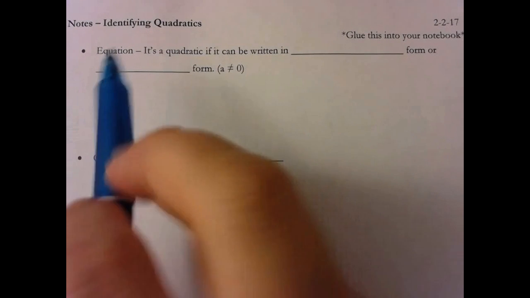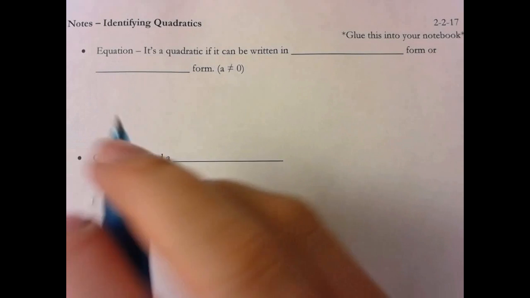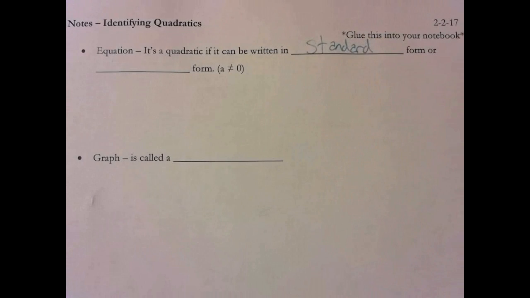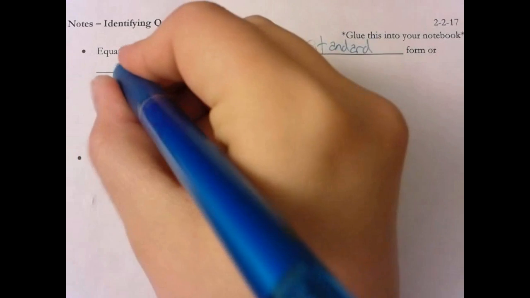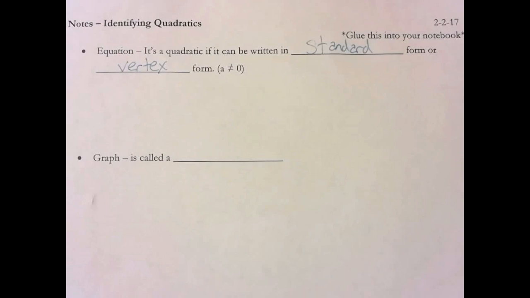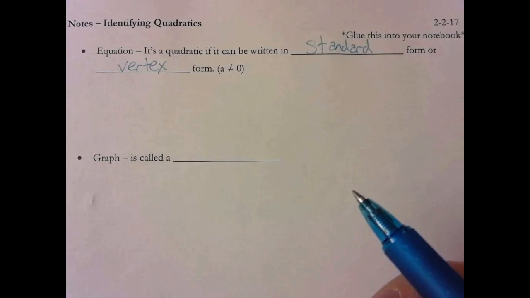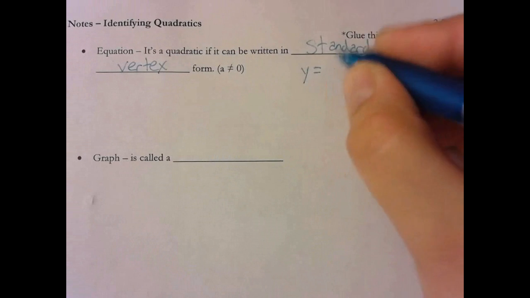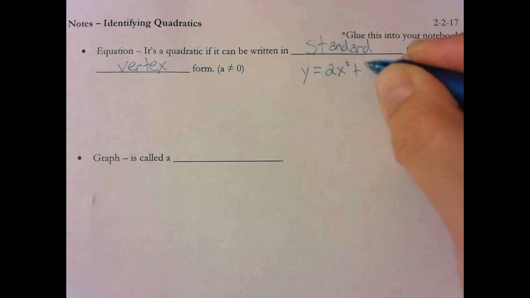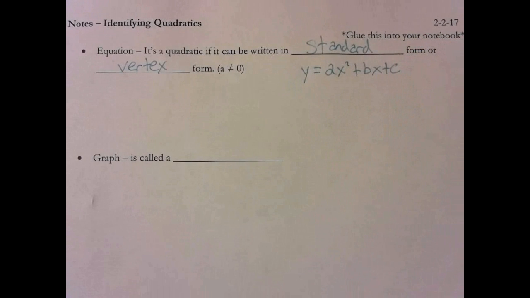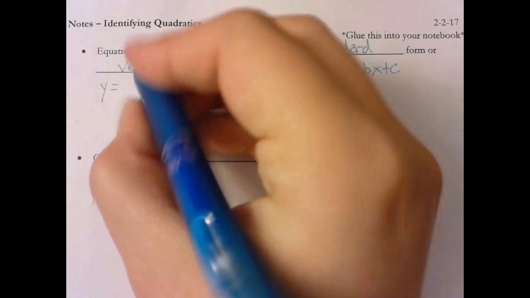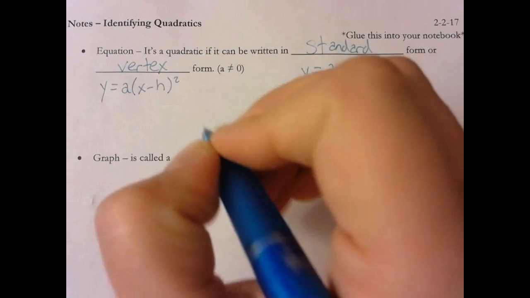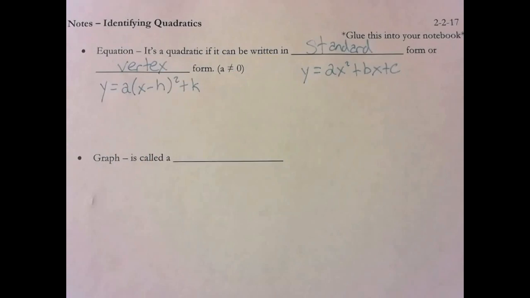All right, if you are given an equation, it's a quadratic if it can be written in either standard form or if it can be written in vertex form. And reminder, both of these are on our formula chart that we get to use on all of our tests. But in case you forgot, standard is y equals ax squared plus bx plus c. And vertex is y equals a quantity x minus h squared plus k.